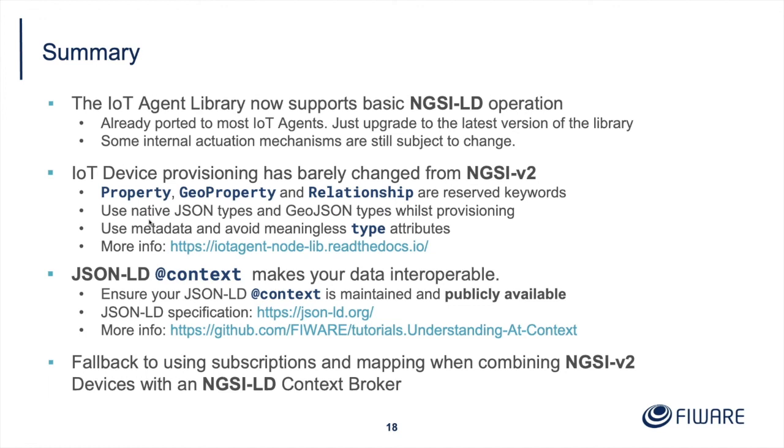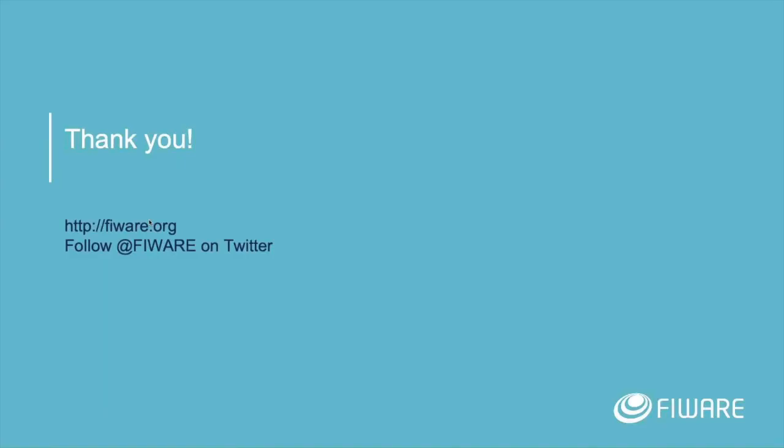It's really not changed. Apart from using the right names like property and geoproperty, you're still doing the same thing as you were doing for NGSI v2. The only important thing is that you must have an app context, and the app context is required for this system. And there is obviously a fallback for that. So that, in summary, was a whistle-stop tour of what's happening with NGSI v2, moving up to NGSI-LD.